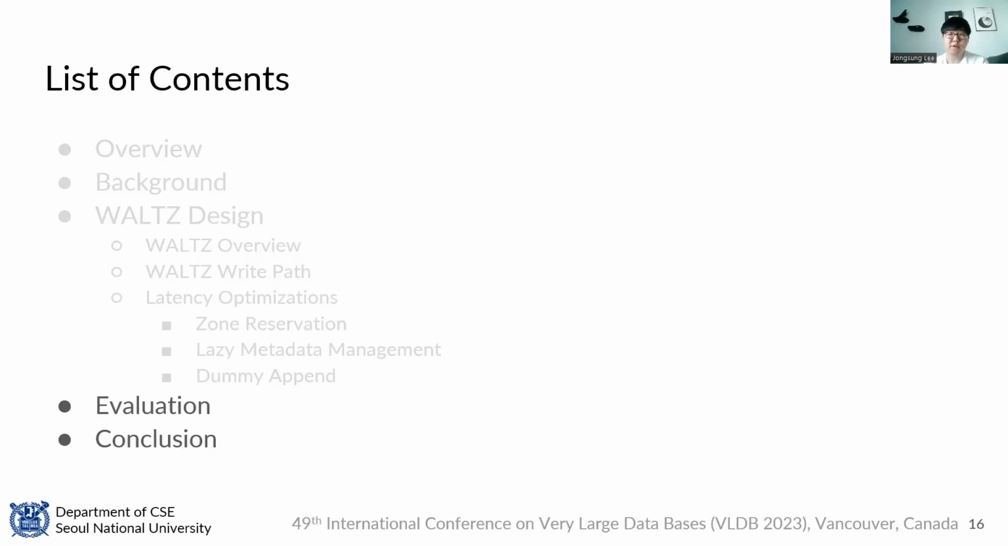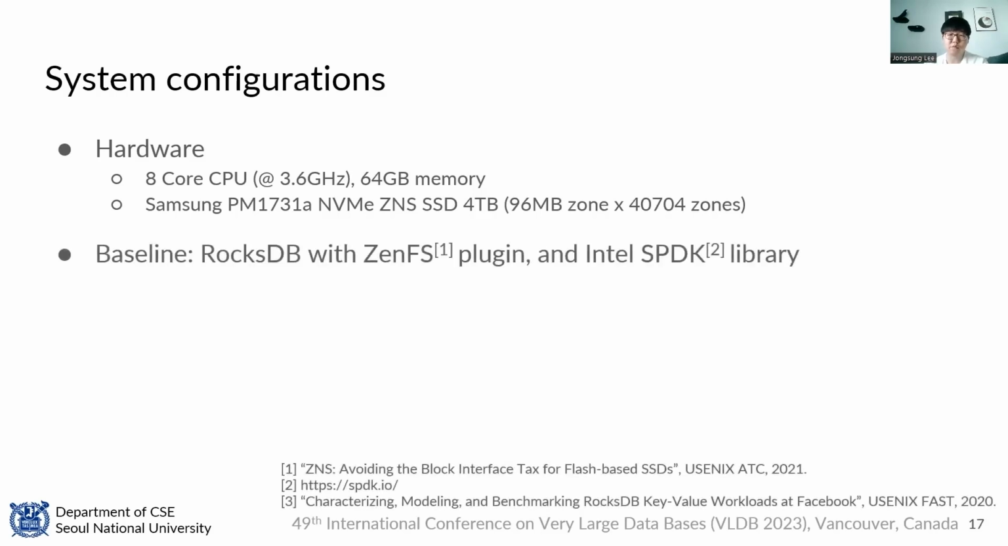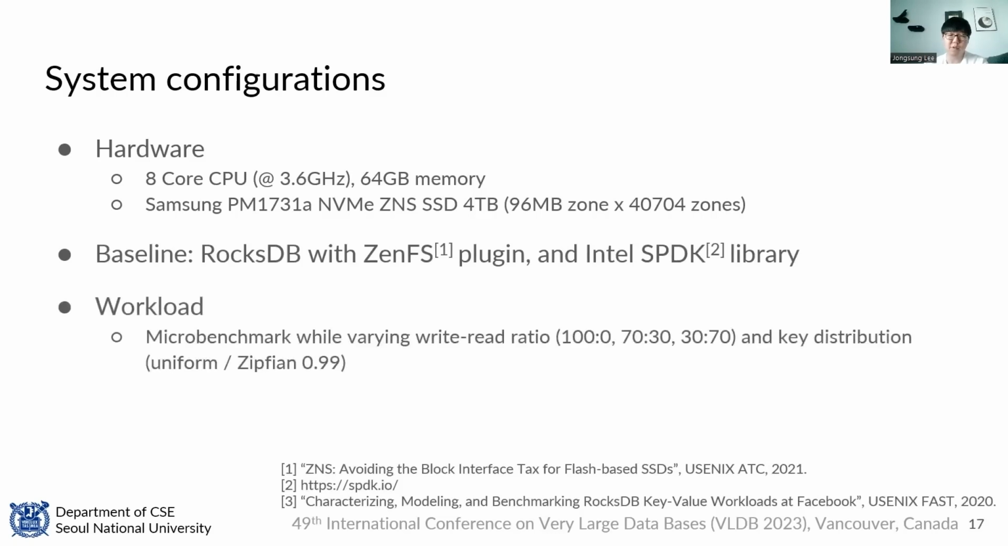Now I will explain the evaluation setup and result of WALTZ. To evaluate WALTZ, we use the Samsung NVMe ZNS SSD, whose zone size is 96 MB and the total capacity of the device is 4 TB, as our target ZNS device. For the baseline system, we use the SPDK integrated ZenFS. We use a microbenchmark, which tests the get and put queries while varying the write-read ratio and the key distribution. Also for a real-world workload, we use the mixed graph benchmark, which is a synthetic workload that mimics the social graph workload with query composition and key access pattern.